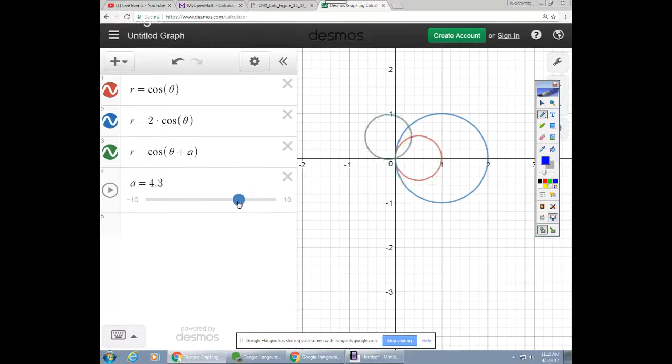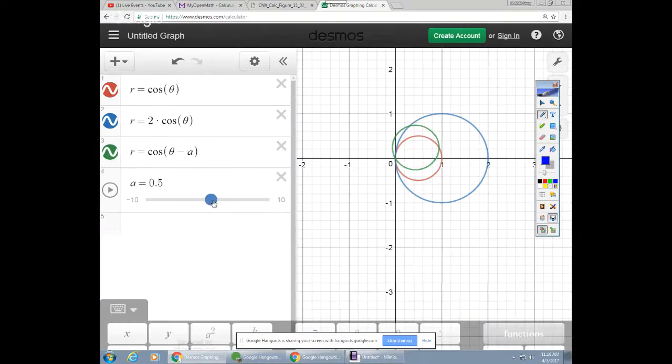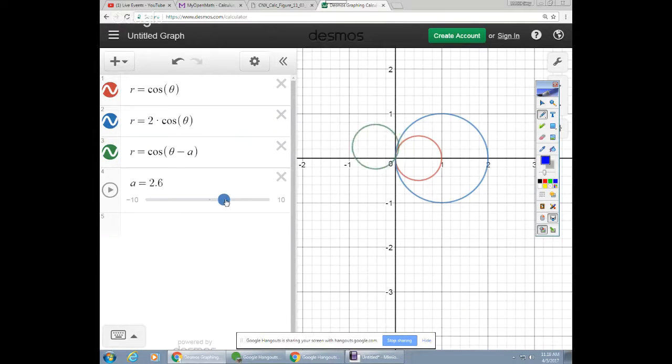So what is a doing when I add it inside of the function? It's causing a rotation, which makes sense because isn't theta an angle and an angle is a rotation? Yeah. And here, as the angle plus a positive angle, it shifts us in a negative direction. Just like with rectangular functions, x plus 2 shifted us to the left. So if I wanted this to rotate in a positive direction, I would have to do theta minus whatever angle I want to rotate by. And so now as I increase that a, that rotation amount, I can come around. Pretty cool, huh?